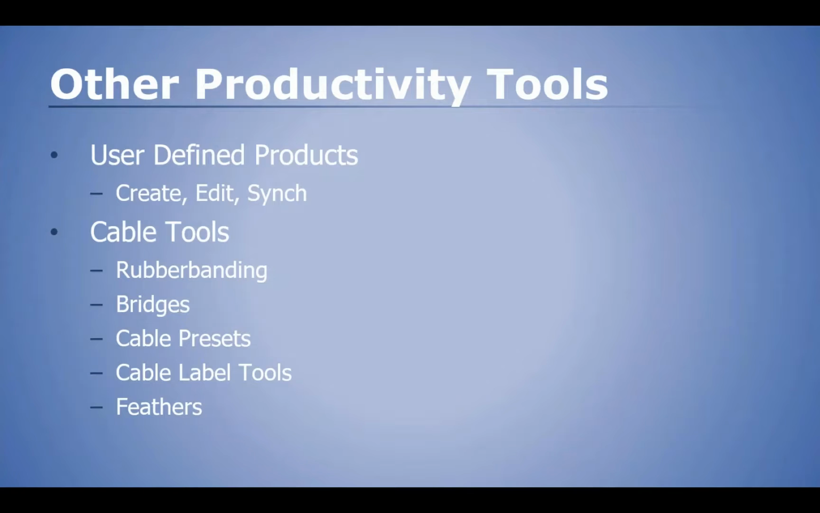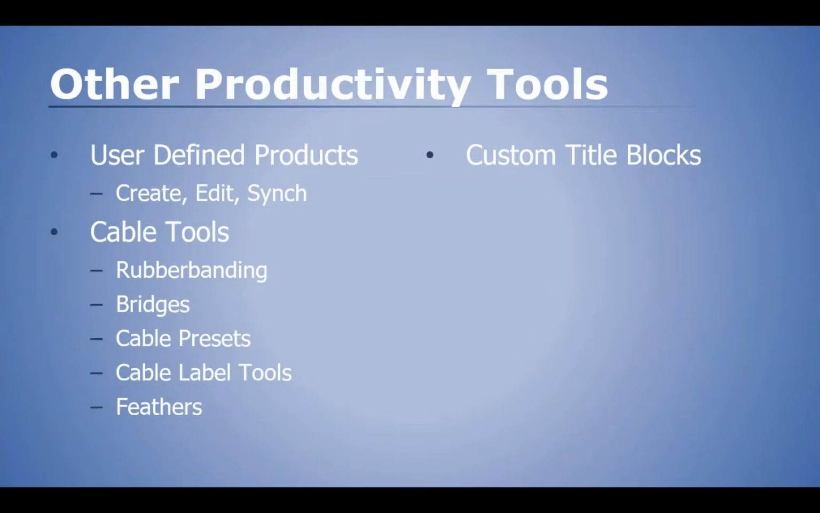And we have feathers. Now, feathers are sometimes called fly-offs or continuations, and they show that a cable segment in one place continues somewhere else. It might be in the same drawing, it might be in a different drawing, but it's through the use of feathers that we can take disparate cable segments and display them as one contiguous cable object in the cable schedule. So they're actually very important.